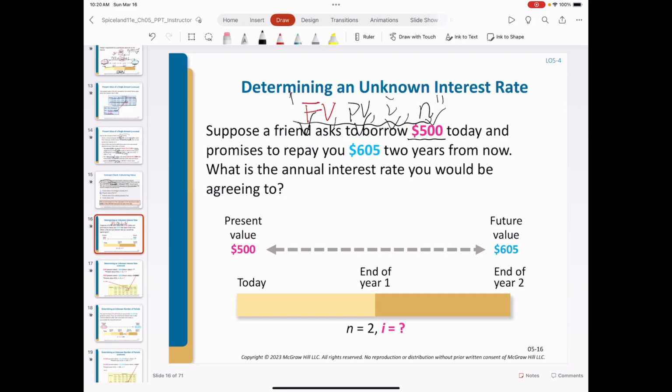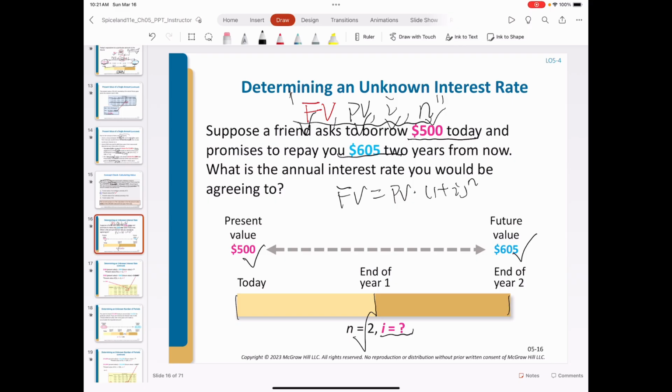We are given $500 now, the present value, or $605 by the end of year 2, which represents the future value. Since we are given 2 years, that's the number of periods too. So we are asked, what's the interest per period, or what is the annual interest rate? We can use either the future value or present value equation. I just use the future value equation.